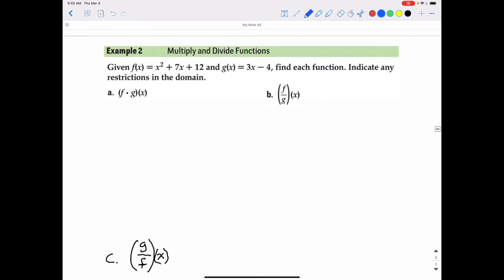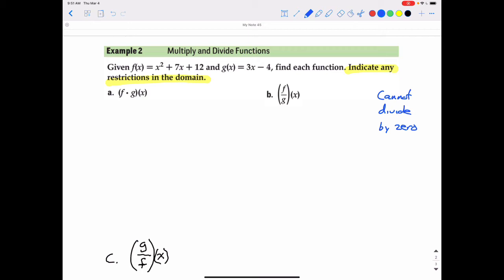For multiplication and division, we are going to multiply the two problems together, and also notice that the directions say to indicate any restrictions to the domain. The restriction to the domain in this section is that you cannot divide by 0, because dividing by 0 is not legal. It's impossible to do. So on the division problems, we need to figure out what values of x would make the denominator equal to 0, and that will be the restriction to the domain.